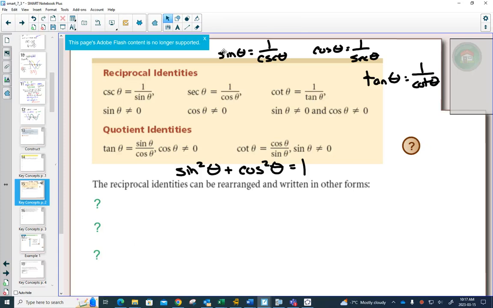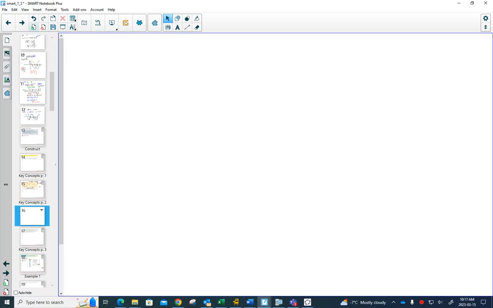All right, so what we're going to do is we're going to be introduced to something called a proof of a trig identity. And I've got a handout for you. We're going to learn a technique of what it means to prove something.